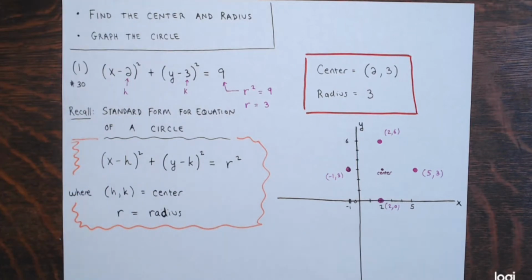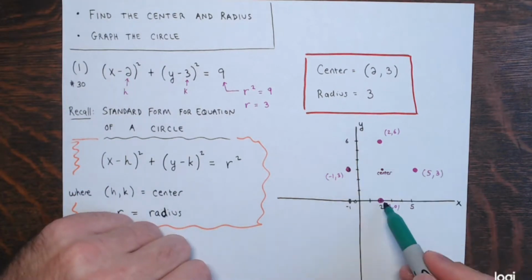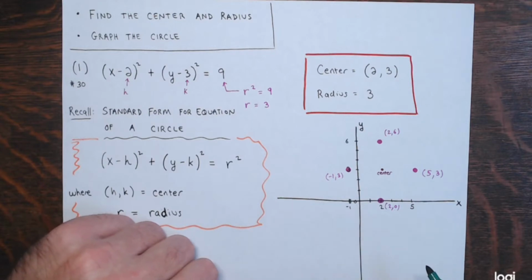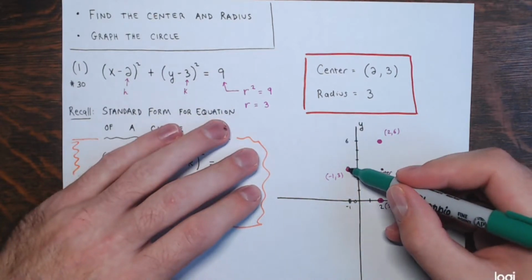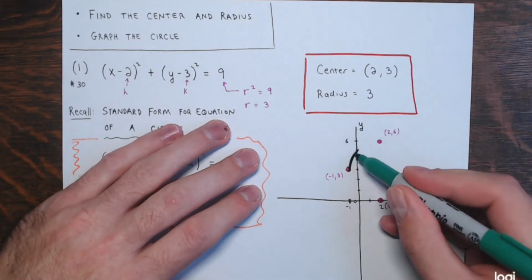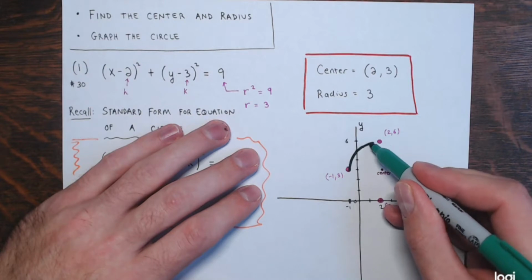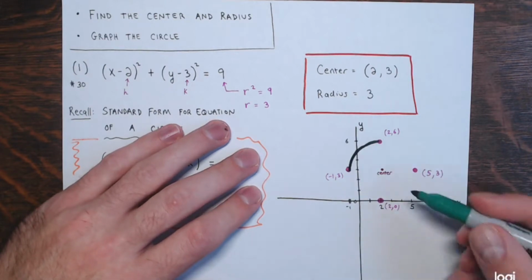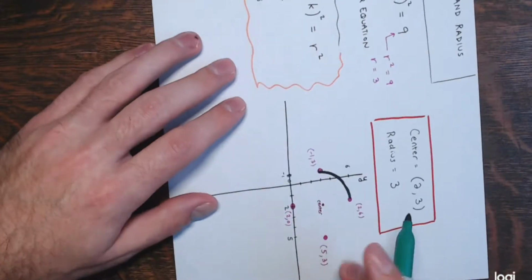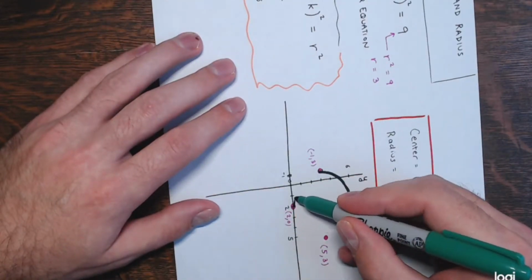right? Because these aren't the only 4 points that are 3 units away from the center. So I'm going to draw my best circle, just a rough sketch. So bear with me here. I'm just going to try to make this look as circular as possible. And I like to kind of go 1 quadrant at a time here, 1/4 of the circle at a time.